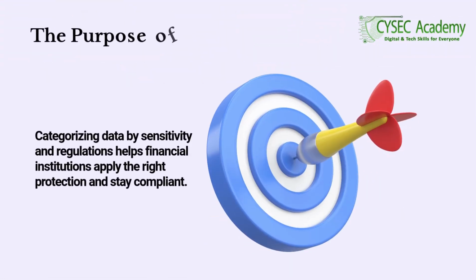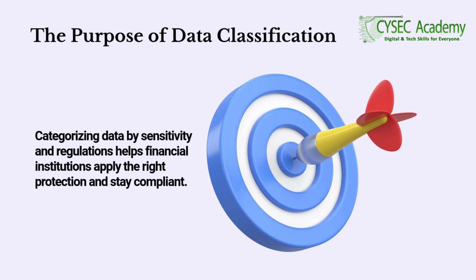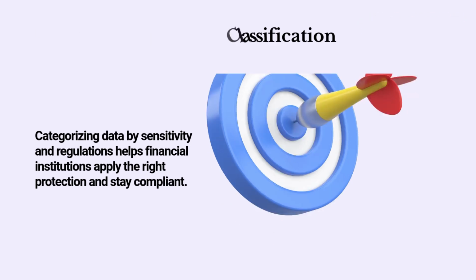The purpose of data classification. When categorizing data, it's important to consider both its sensitivity and the regulatory requirements surrounding it. By organizing data into distinct categories, financial institutions can prioritize security efforts and apply tailored protection strategies. This minimizes the risk of breaches and ensures compliance with legal and industry standards.